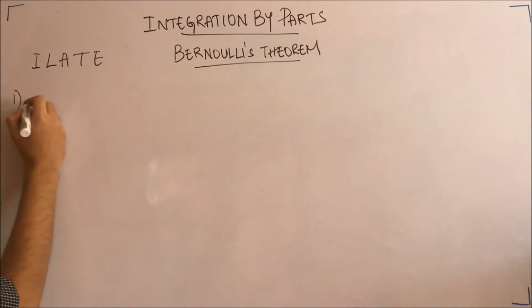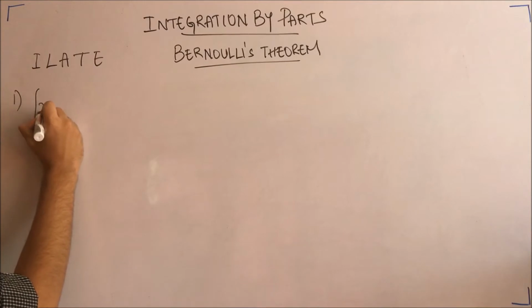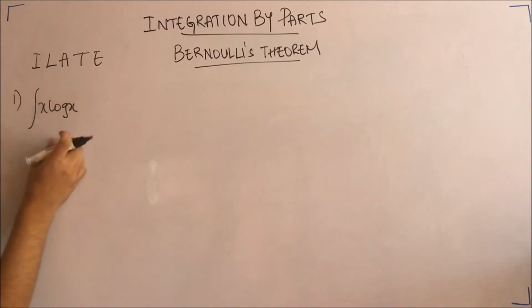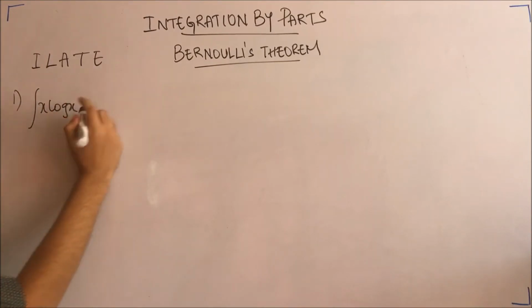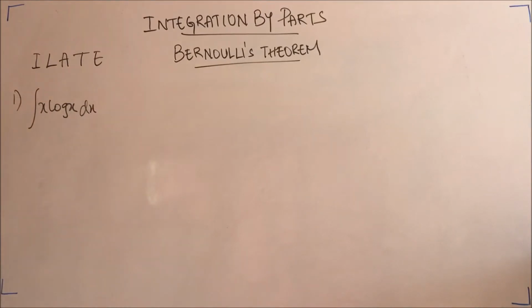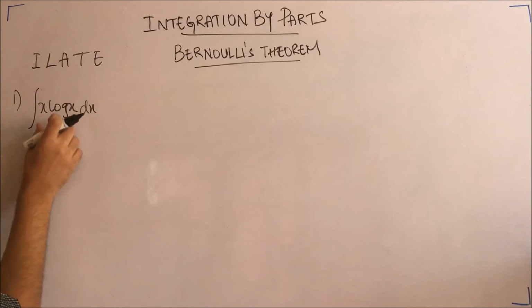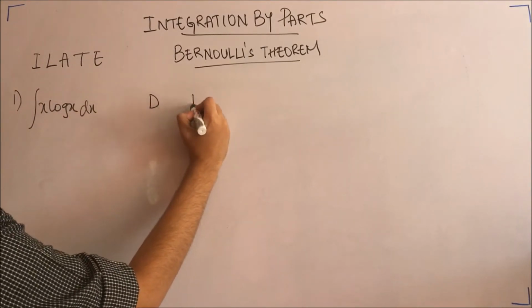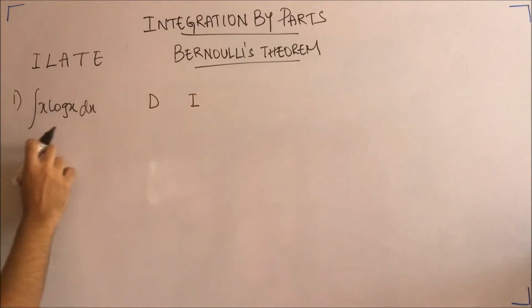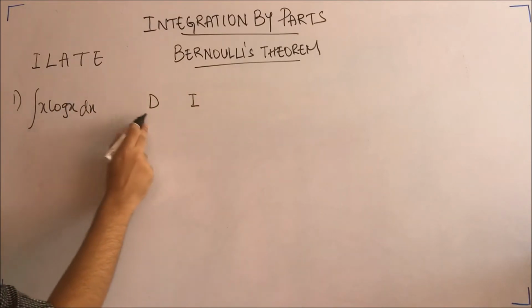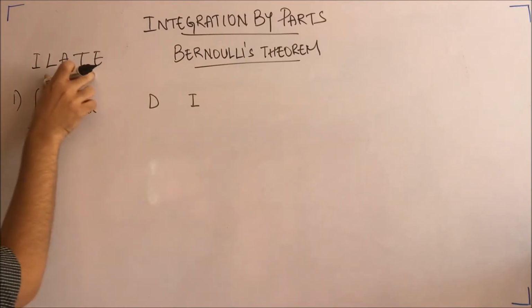Let me start off with the first example. Let's say I have to integrate x log x. Now we have two functions here, one is x, the other one is log x. So now we separate these two functions based on this rule, wherein we integrate or differentiate these two functions. So let me draw two columns, D and I. So now to decide what function I'll differentiate and which one I'll integrate, I'll use this rule.